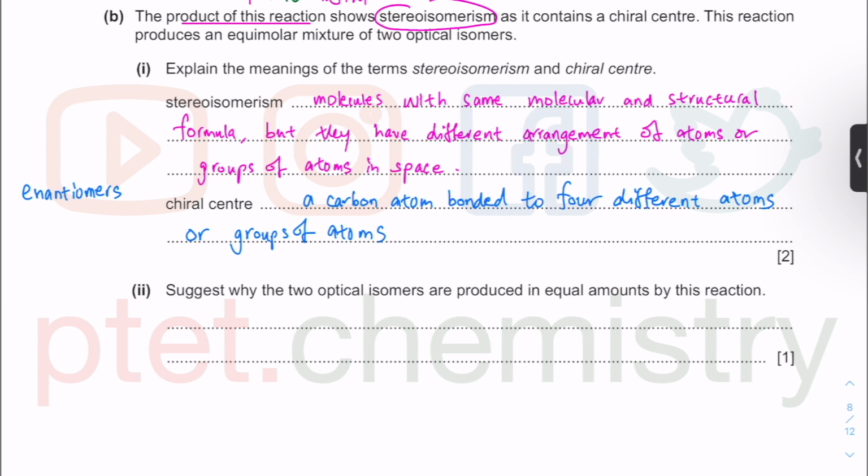Now why is it that the 2 optical isomers are produced in equal amount? That is actually what you call racemic mixture. You will learn more about this in organic synthesis as part of A2 chemistry. One of the popular questions they like to ask is something like that.